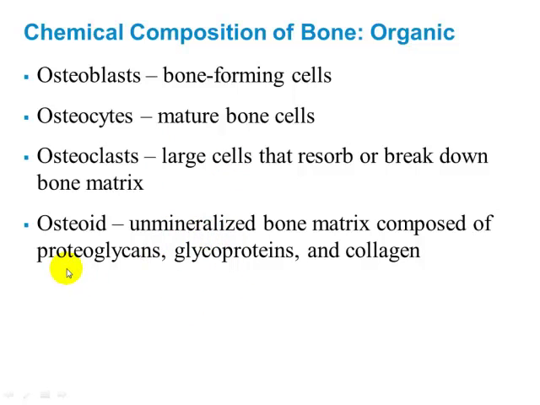Organic, think back to chapter 2, organic chemistry are those things dealing with proteins, carbohydrates, right? So what we're looking at here are proteoglycans and glycoproteins, which are proteins and carbohydrates together, and then collagen, and collagen is a protein. So that's what this osteoid is. It's organic bone matter.